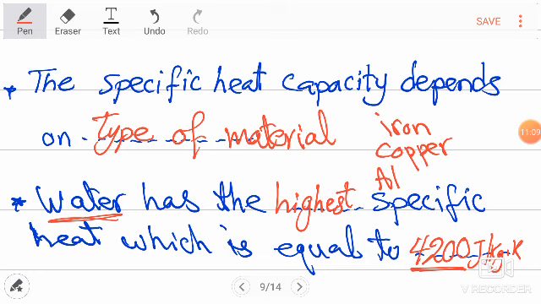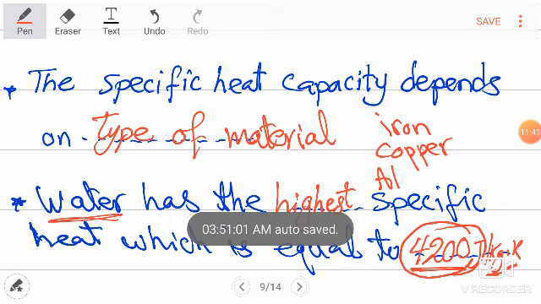4,200. What's meant by the specific heat of water equals 4,200 joule per kilogram Kelvin? If you have 1 kilogram of water and you need to raise its temperature by only 1 degree, for example from 20 to 21, this 1 kilogram will take 4,200 joule to increase its temperature by only 1 degree Celsius. Clear?